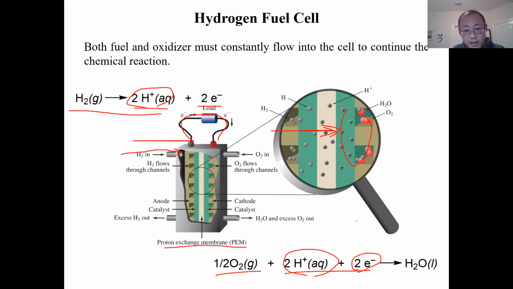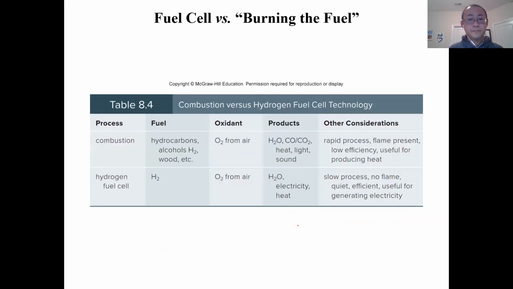And eventually, after gaining the electrons and binding with the hydrogen ions, oxygen gas will become what? Water. And water, of course, will be exhausted from the fuel cell as well. So as you can see, in this fuel cell, you keep fueling hydrogen and oxygen, and you keep dumping water as the product. So the reaction never runs down as long as you keep feeding the fuel and oxidizer, and also keep pumping out the waste water.